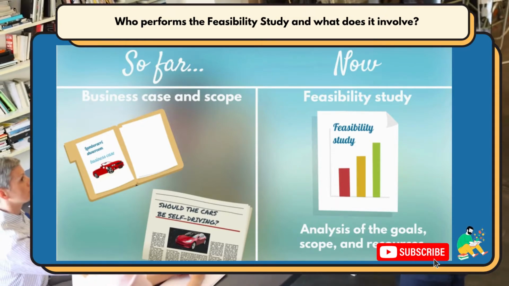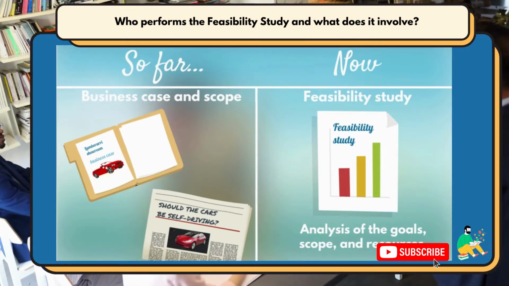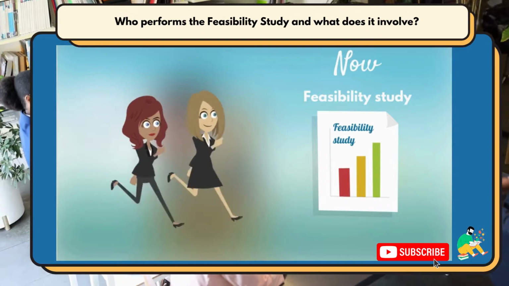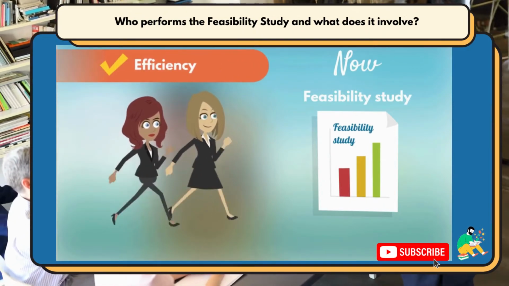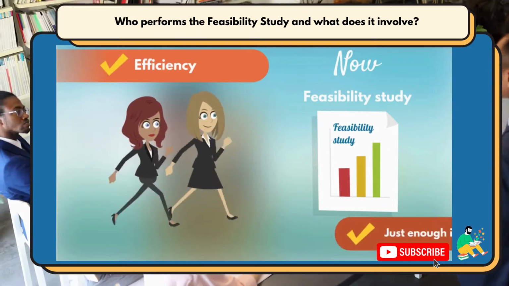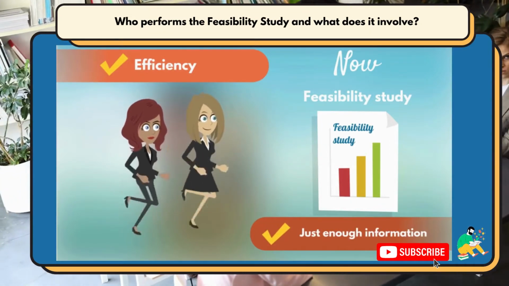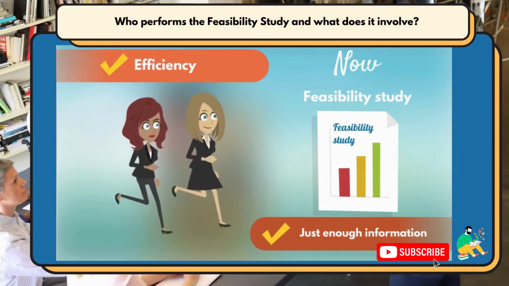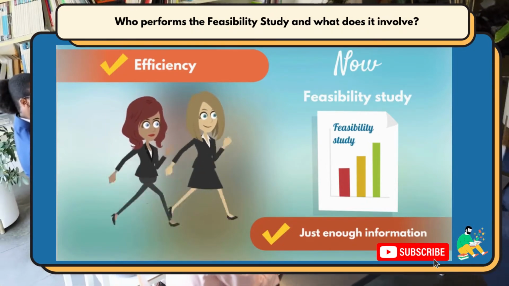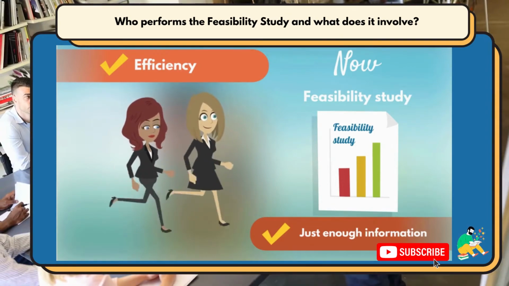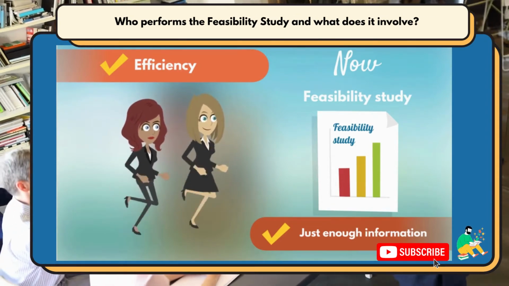Oh, and bear in mind, the feasibility study is on a mid to high level. The project sponsor and project manager need to move efficiently through the initiation, and the analysis should be just enough to confirm they can go ahead with the time, budget, and resources available. But don't worry, a more detailed analysis and preparation of resources is performed during the planning phase.